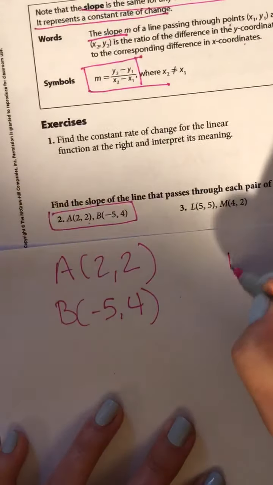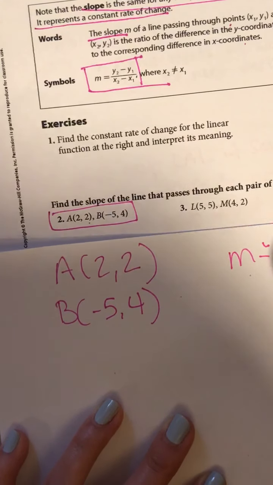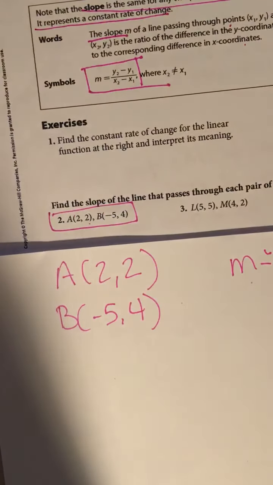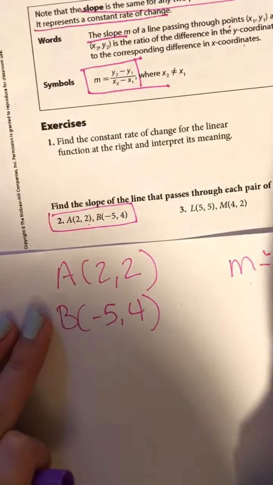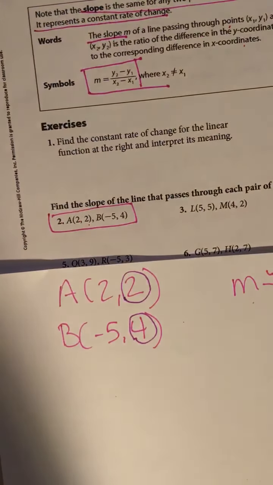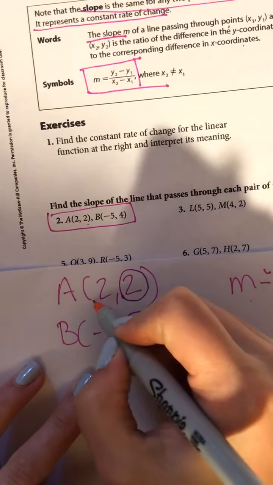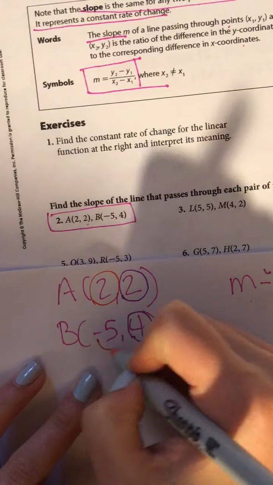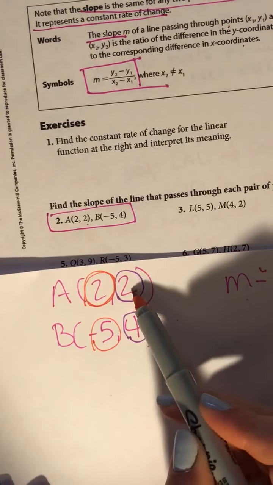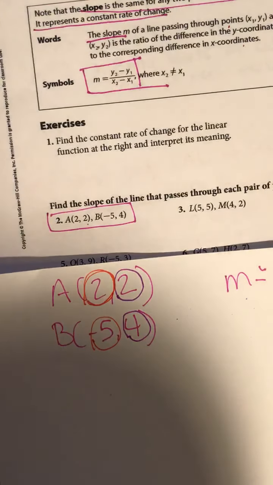I'm going to use this formula. M equals y2 minus y1 over x2 minus x1. This is my y1 and this is my y2. This is my x2 and this is my x1. Okay, so x2, x1, y2, y1. So what I'm going to do is subtract them. So let's set this up.